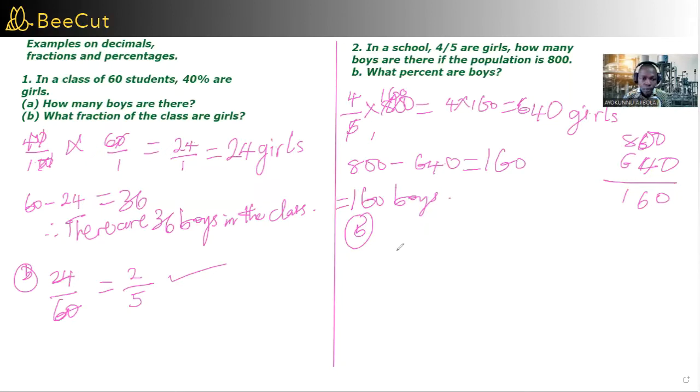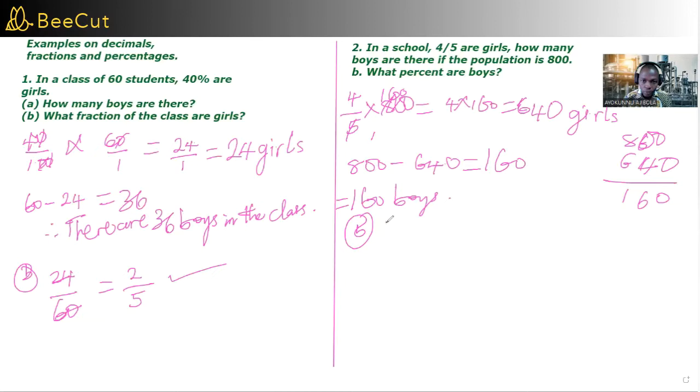What am I to do in the second question? What am I looking for? What percent are boys? So when I was looking for what fraction are girls, what I did was number of girls over total class. So what percent are boys? Number of boys over total class times 100.